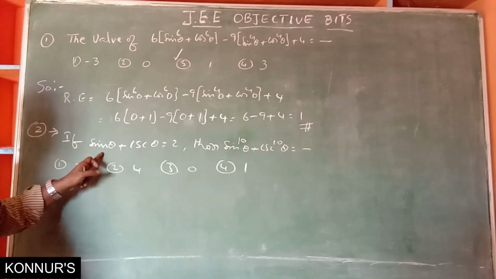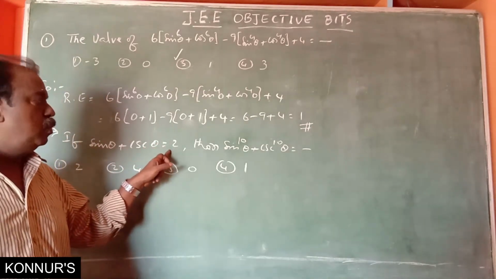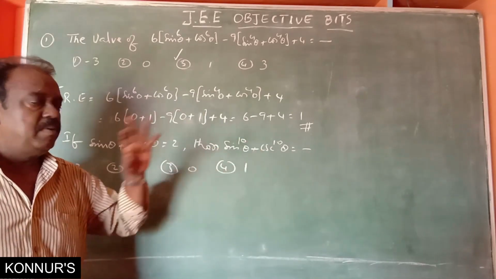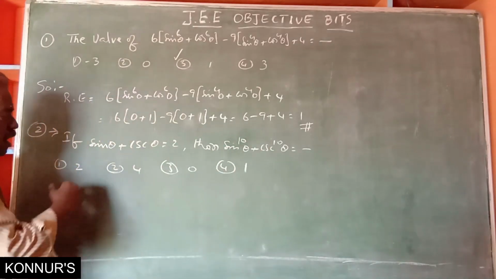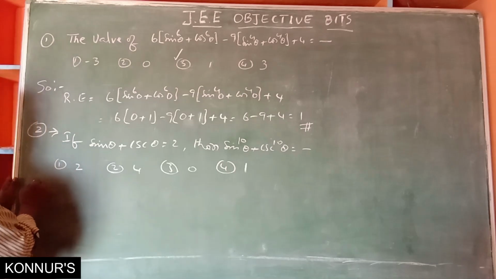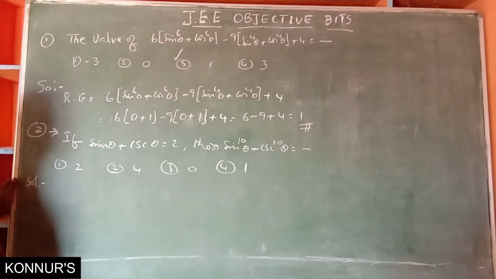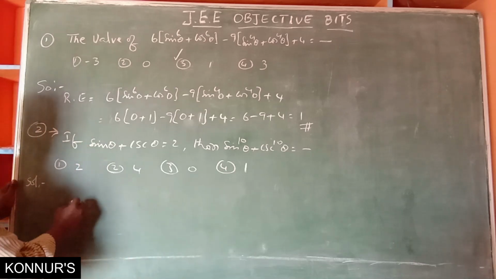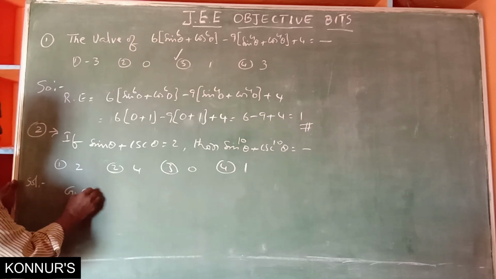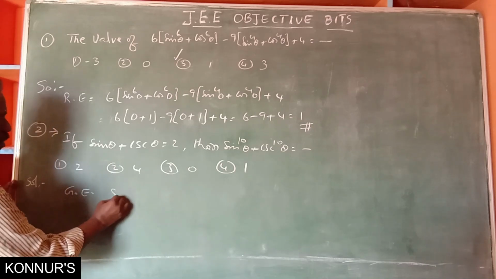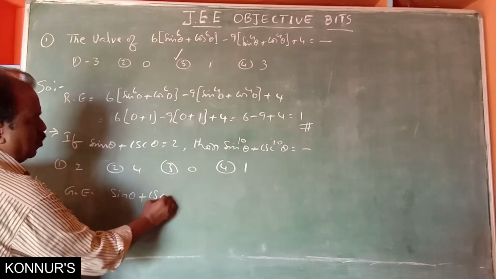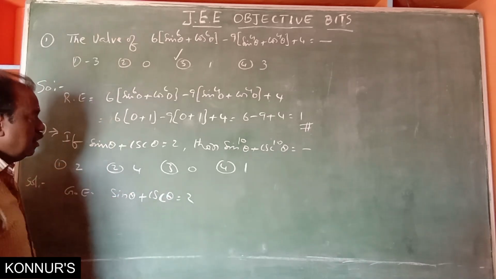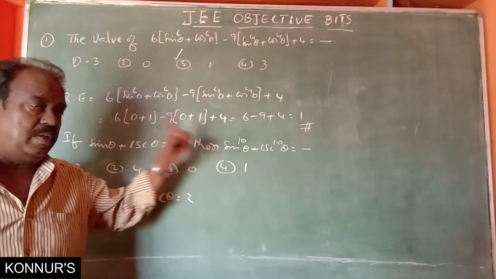If sin theta plus cosecant theta is equal to 2, then what is the value of sin power 10 theta plus cosecant power 10 theta? Options are given. You see here also, not by the traditional method but by the 20 method. GE means given equation: sin theta plus cosecant theta is equal to 2. It is a given equation and we will find the required expression.